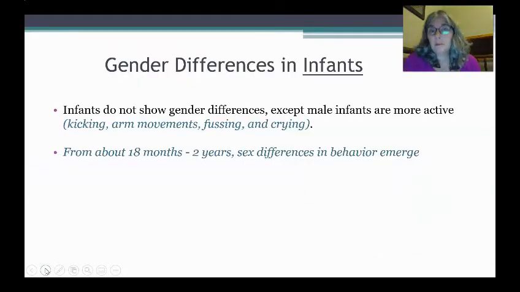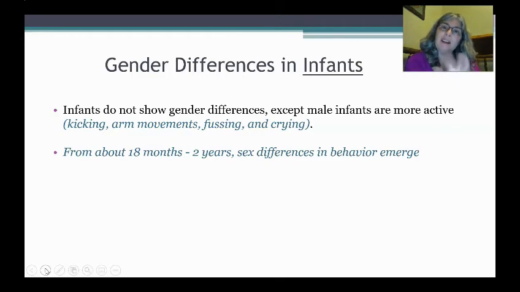So we're going to start developmentally, look at some gender differences across age groups and different categories. So in infants, typically you really don't see much in the way of gender differences. The only thing you tend to see is that males are more active. They are more likely to move their body about, kick their legs. They do tend to fuss and cry a bit more. They are just simply more active babies than female infants are.